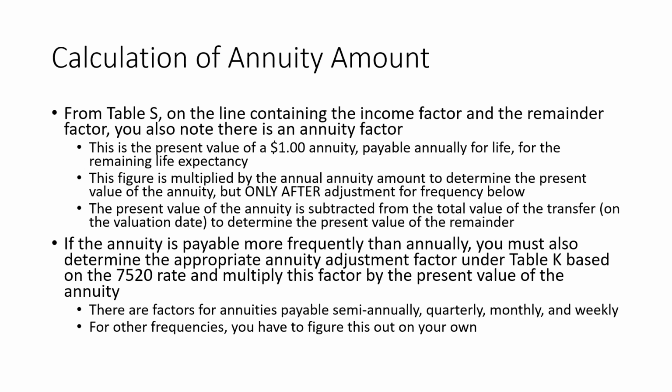Now, for other frequencies not in Table K, the IRS does allow you to determine that, with mathematical certainty, but you have to figure that out on your own, and we're not going to really worry about that for this series. But once you have that Table K factor, that's the last missing piece you need to make all the calculations you need using both the annuity factor and the adjustment factor for a lifetime annuity interest.